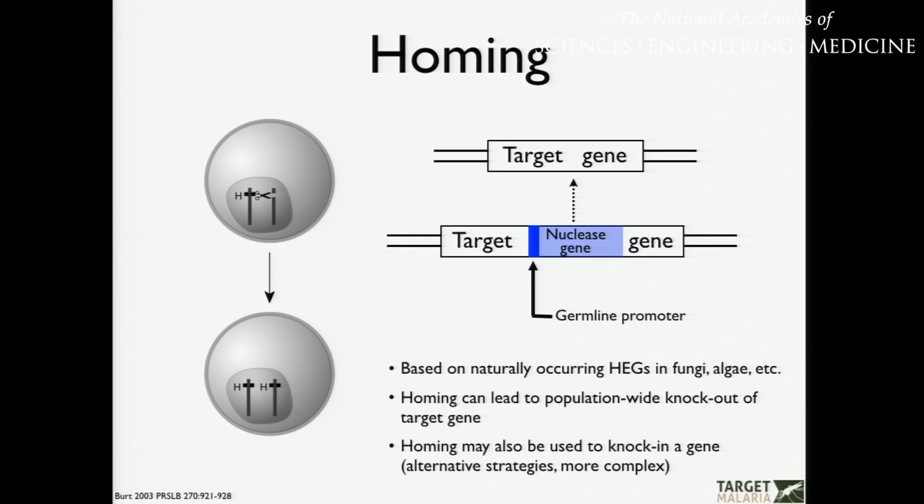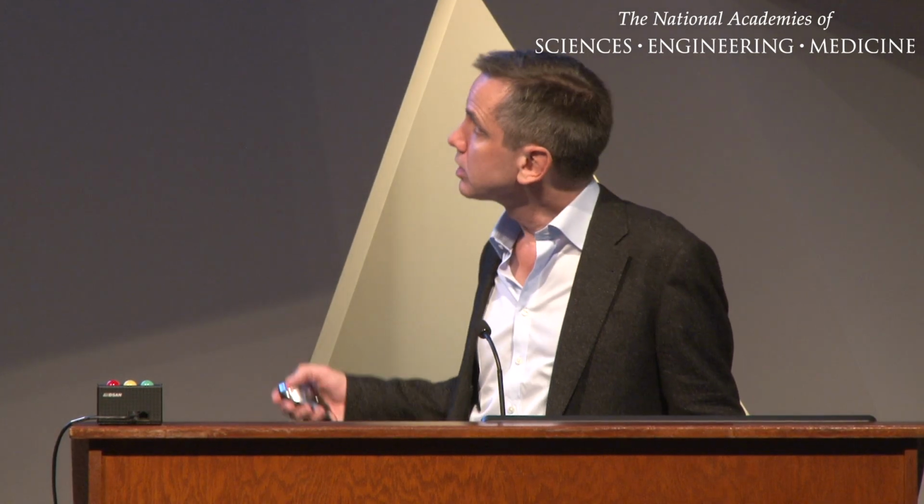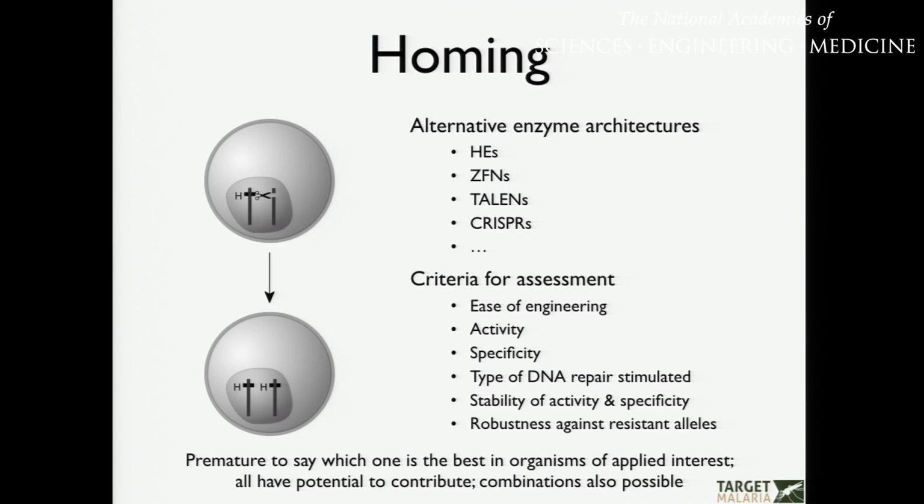You can also use this approach to knock in a gene, for which there's a couple different alternative strategies, but they're a little more complex than just knocking out a gene. There's different enzyme architectures that can be used for doing this. There is the naturally occurring homing endonuclease architecture, where you could change a fungal or algal homing endonuclease to recognize a mosquito sequence, for example. Or there's various sorts of synthetic ones.